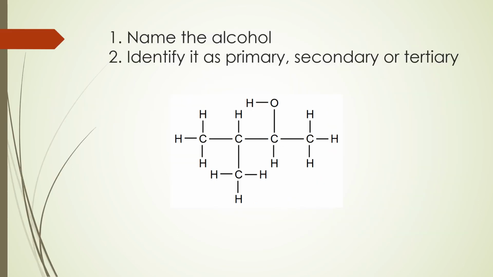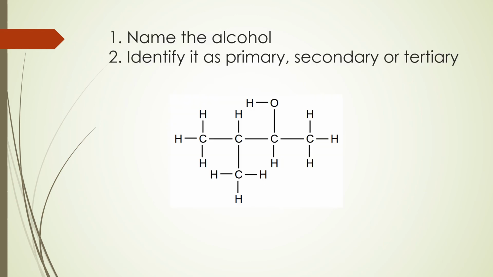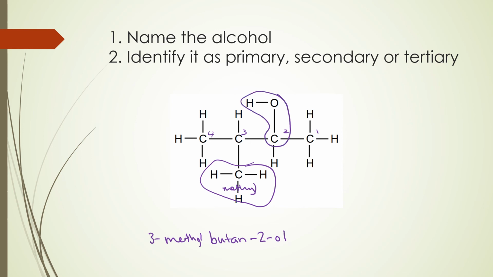So this time you need to name the alcohol and then identify it as a primary, secondary or a tertiary alcohol. You'll need to stop the video to have a go and then start it to see the answer. So 1, 2, 3, 4. So this is a butan-2-ol with methyl, and that's attached to carbon number 3. And find this carbon. How many other carbons is it attached to? 1, 2, so it's a secondary alcohol.